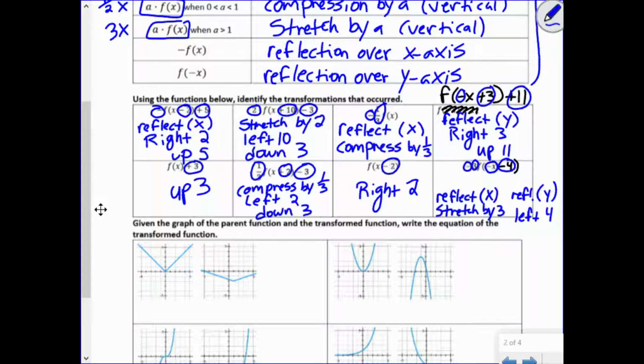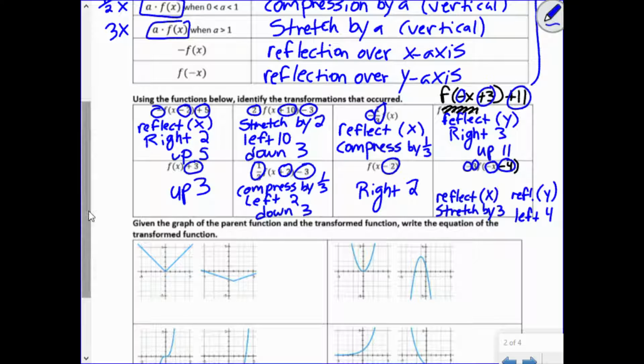This is the learning target where you see a function and tell me what the transformations are. Any questions? No, all the stretches that we're doing are vertical. There is such a thing as a horizontal stretch and compression, but we don't have those.